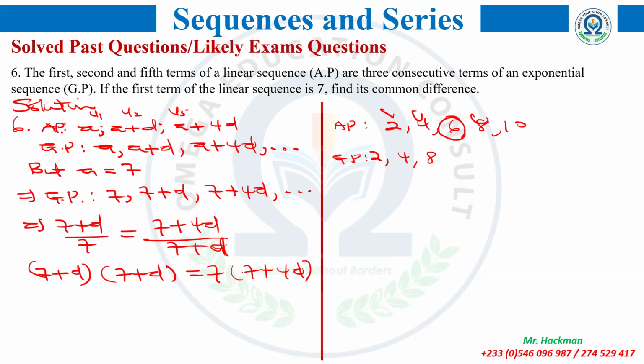We all know that A plus B all squared, per the identity, will be equal to what? A squared plus 2AB plus B squared. Is that not it? Yes, sir.